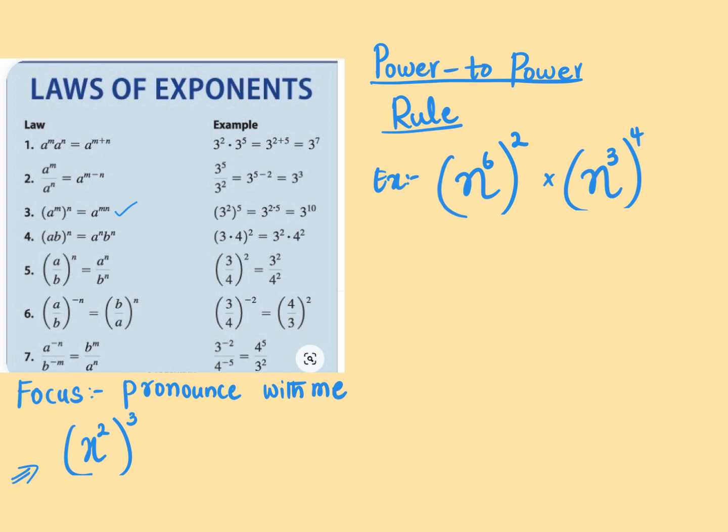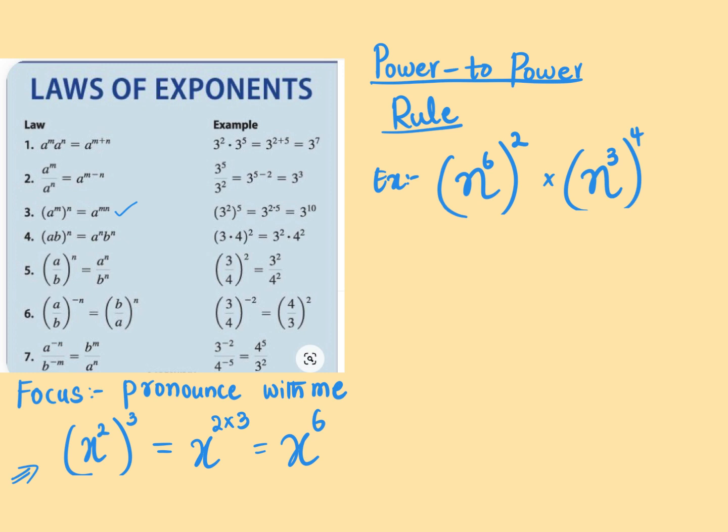According to the law, when you have power to power, there are two powers here, all you have to do is multiply the powers. So that's what happens. 2 times 3 ends up being 6.